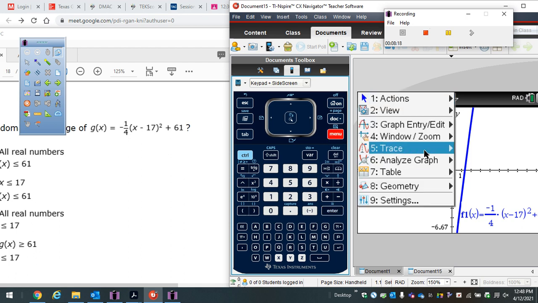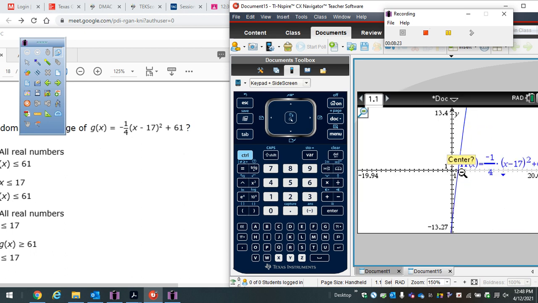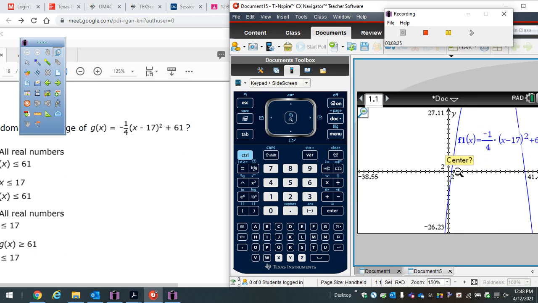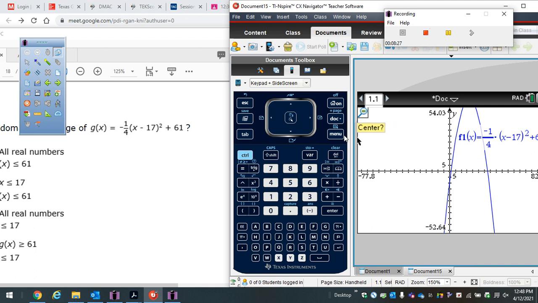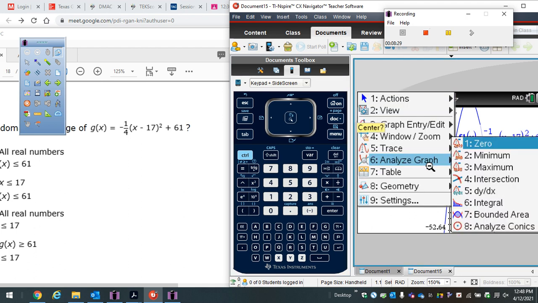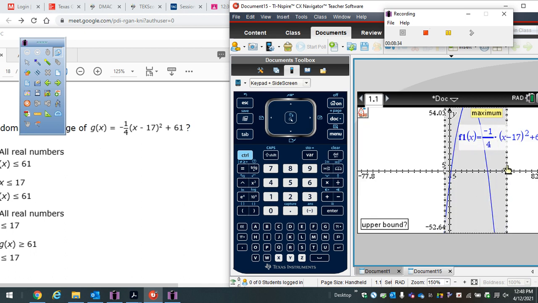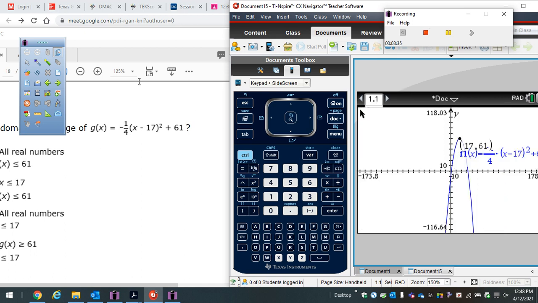So I'm going to go to menu. Actually, I'm going to go to zoom and out. Okay, so I can see it way up there now. Okay, I'm going to go to menu, analyze graph, maximum. I'll go from here to here. Shows me (17, 61).